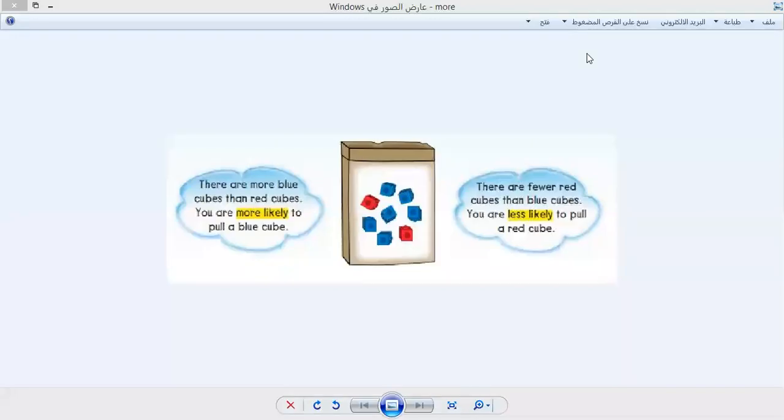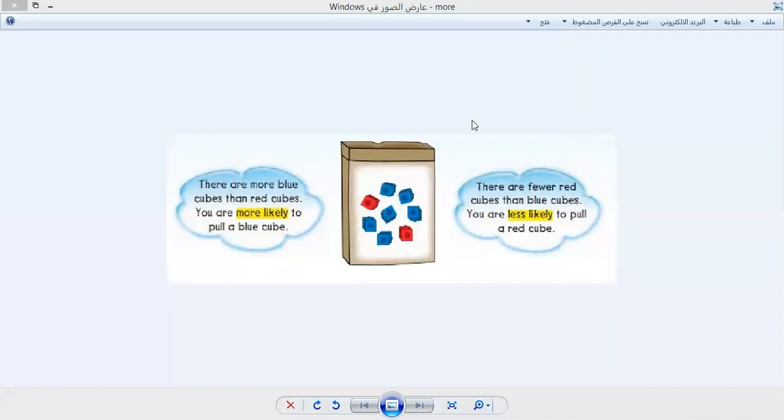Our lesson today will be lesson 10.2, more likely or less likely. We're going to learn the meaning of the words more likely and less likely. To know the difference between them, let's see this example.